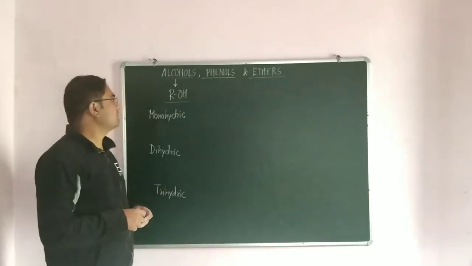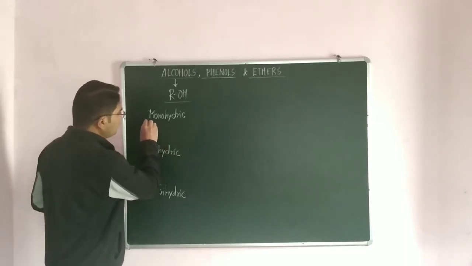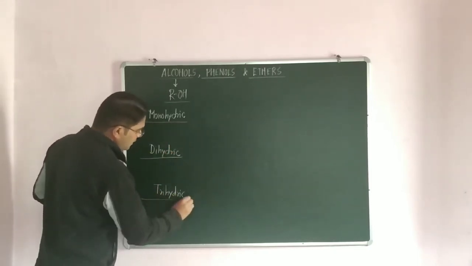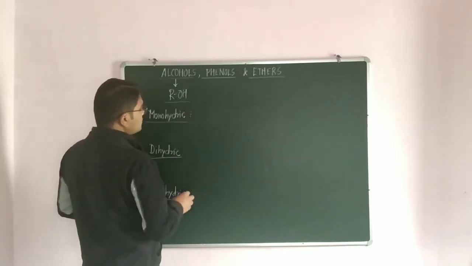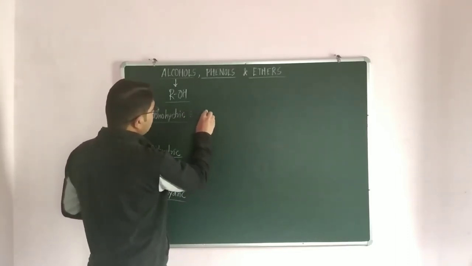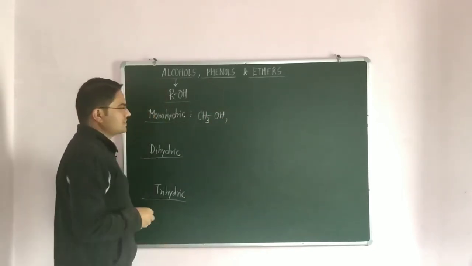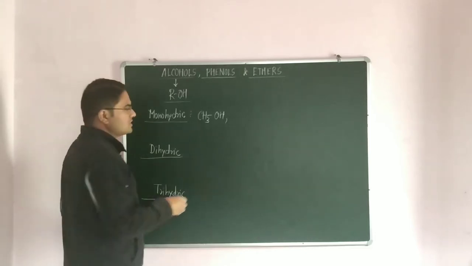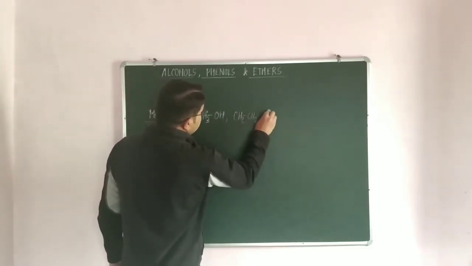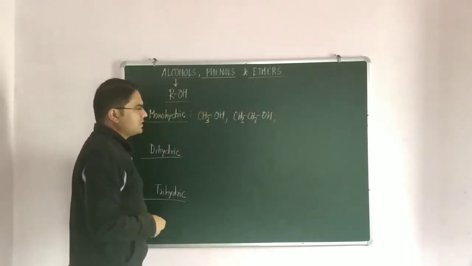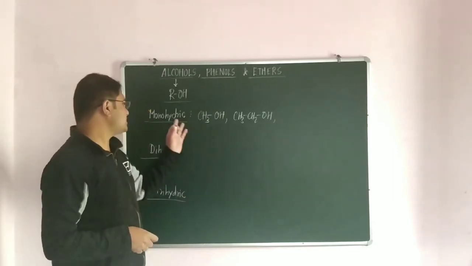So now, starting with alcohols first. There are three types of alcohol: monohydric, dihydric and trihydric alcohol. Monohydric alcohol indicates that only one hydroxy group is present. For example, if the alkyl group is CH3 and one OH is present in this, it comes under monohydric alcohol. CH3OH, CH3CH2OH means we are increasing the carbon chain but the number of hydroxy groups, OH, is only one, that's why it is monohydric.